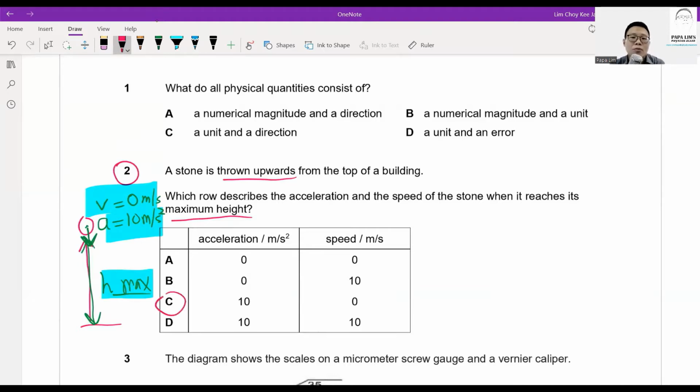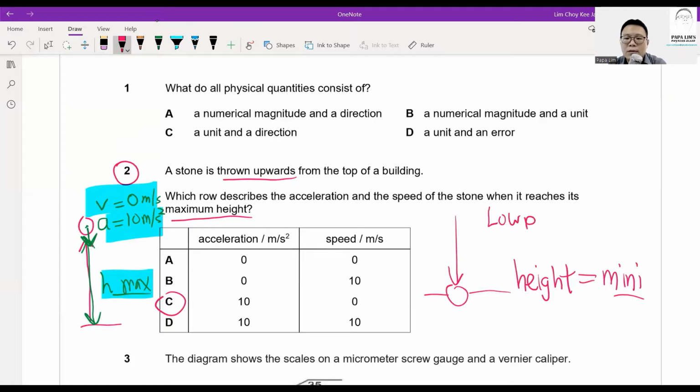Same thing on the reverse: if I don't look at maximum height, and instead look at the minimum, the lowest point. When the object is thrown and is at the lowest point, there are certain characteristics that you have to know. At the lowest point, the height will be the minimum. Whether it's 0 or not depends on the question, but I do know that height will be the minimum at the lowest height. And at the lowest point, other than height being the lowest, I also know a few things.